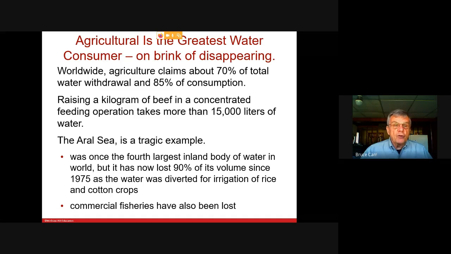A great example of depletion of fresh water is the Aral Sea. The Aral Sea is in Asia. Kazakhstan and Uzbekistan are the countries that have portions of the Aral Sea. One time, the fourth largest lake, inland sea in the world, and now 90% of its volume has been diverted. That means loss. That means a drop of the level of the lake. And the primary reason is agriculture, especially rice and cotton.